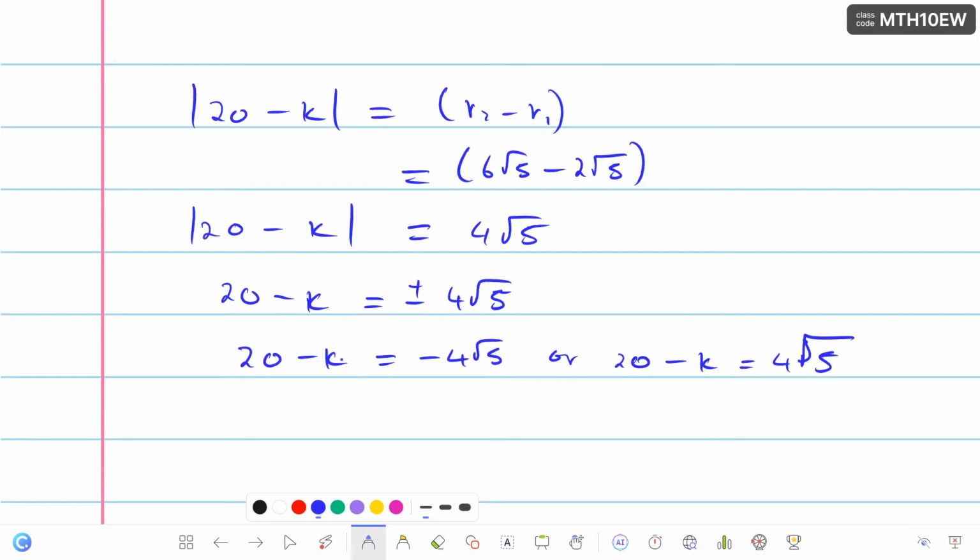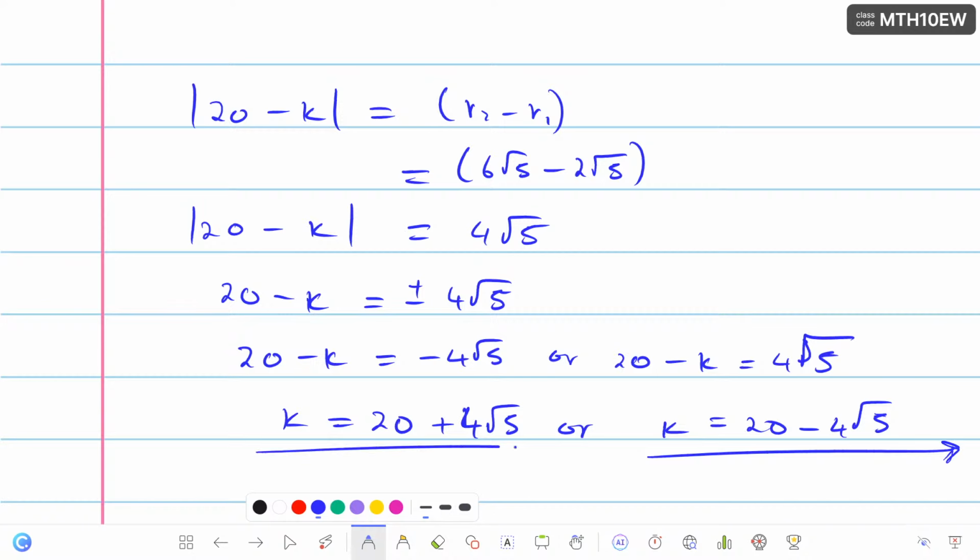So then taking k outside is going to be positive, then taking this one inside is going to be positive 4 root 5. Or then taking k outside is going to be k equals 20, taking this one inside is going to be negative 4 root 5. So this is how you interpret this one.